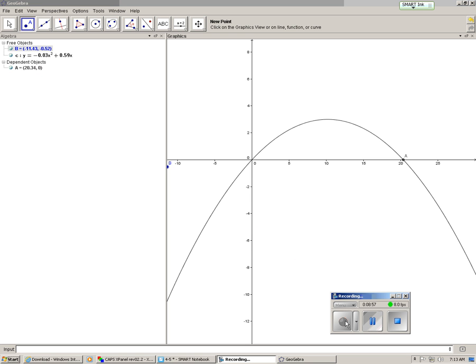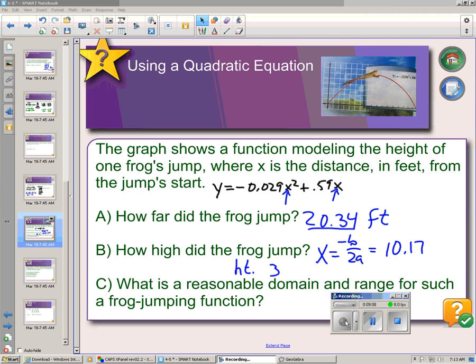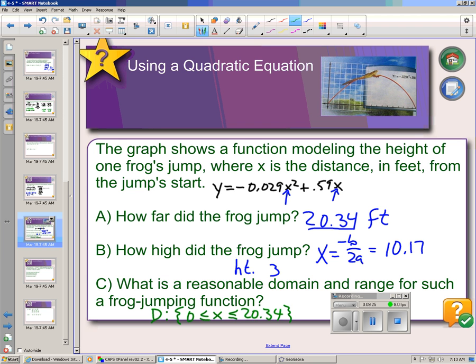If we look at this on GeoGebra, it appears as though right about at 10, the frog is jumping approximately 3 feet. So a reasonable domain and range for a frog jumping: the domain would be from the origin, which is 0, to its landing point, which is 20.34. So our domain is between 0 and 20.34. The range is the height that the frog jumps. So a reasonable range would be from the ground up to the maximum height of 3.